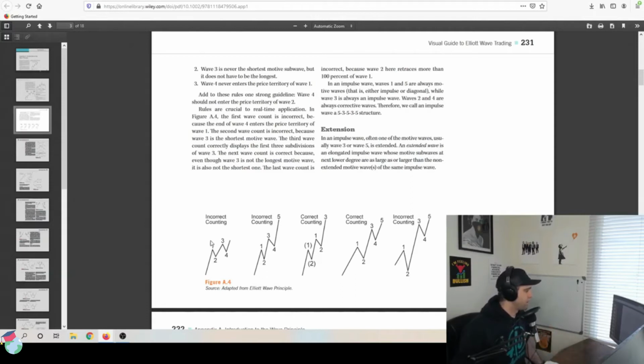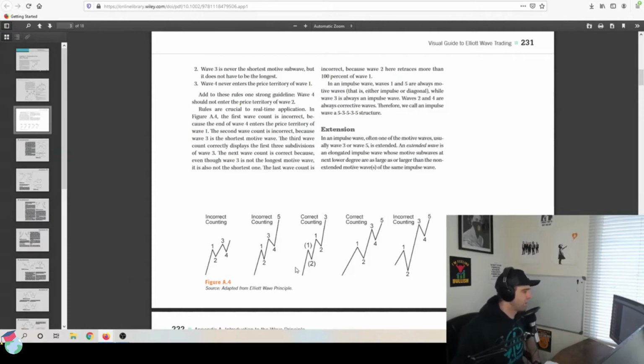So this is incorrect. We got a 1, 2, 3, 4. So our wave 4 came into wave 1 territory, so incorrect. What's this one? Incorrect. So we got 1, 2, 3, 4, 5. So our wave 3 is the shortest wave. We cannot have that. So that is an incorrect count.